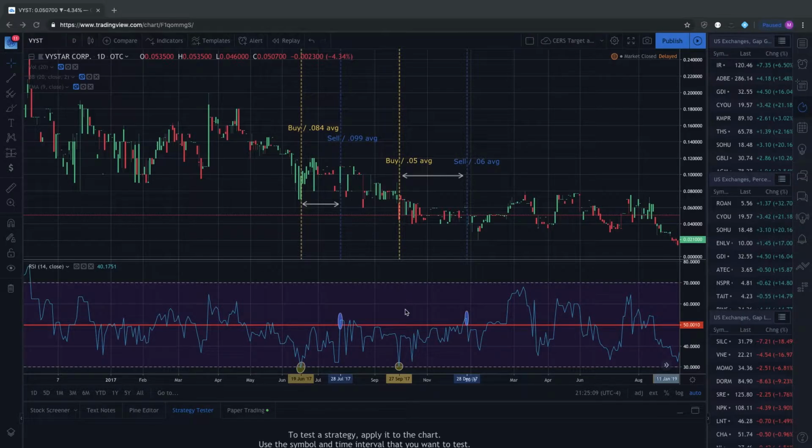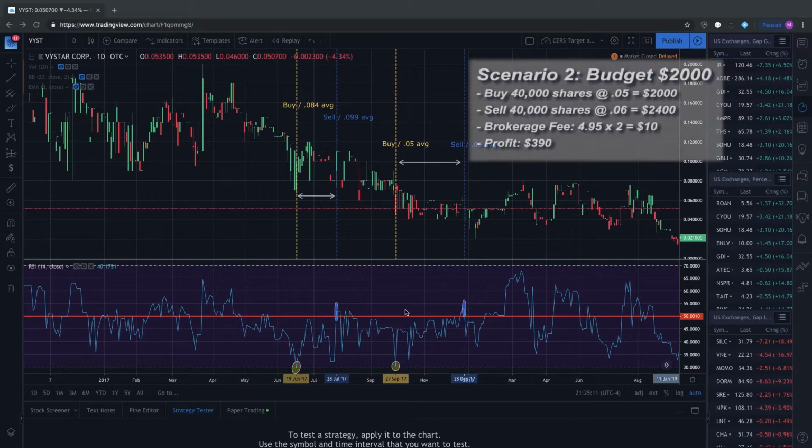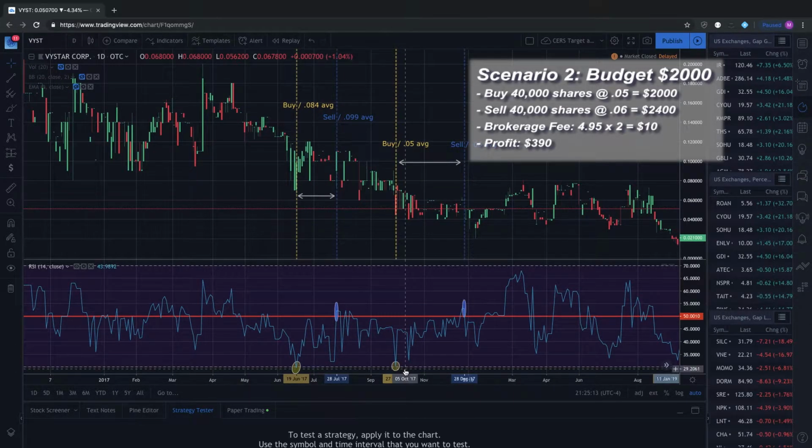So in the second scenario, we use the same budget of $2,000. Oversold contact is made on September 17th, and we buy the daily average at 0.05, so 5 cents, giving us 40,000 shares. The RSI crosses, watch as it respects 50 as a trading range, but then it crosses, but this time we allow for another day of trading. It crosses over on December 27th, but we allow one more day of trading after it crosses over, just to see if the stock will continue its upward trend.